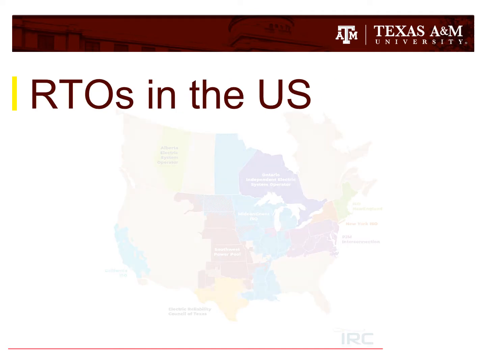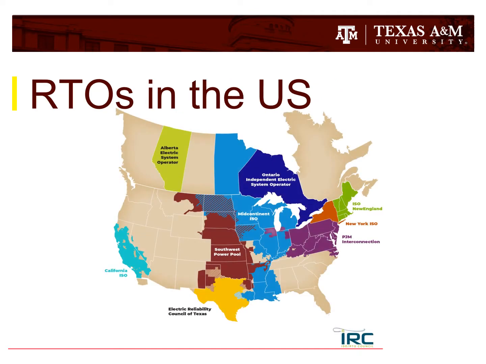So, RTOs in the US. This map gives you just a brief overview of some of the RTOs that are all over the US. For Texas, there's only one, which is the Electric Reliability Council of Texas, or ERCOT. They're based in Austin. Other important RTOs are Mid-Continent ISO or MISO and PJM Interconnection. They are two of the biggest RTOs in the US in terms of population and footprint.